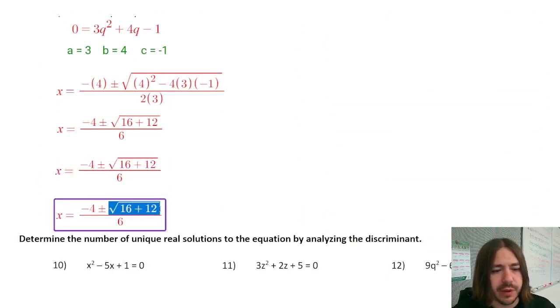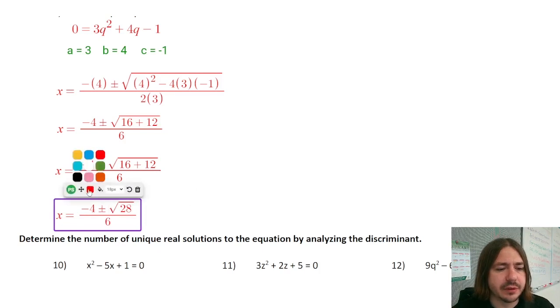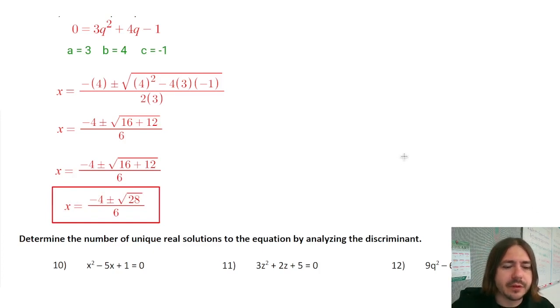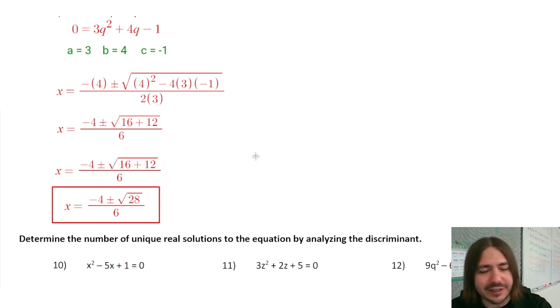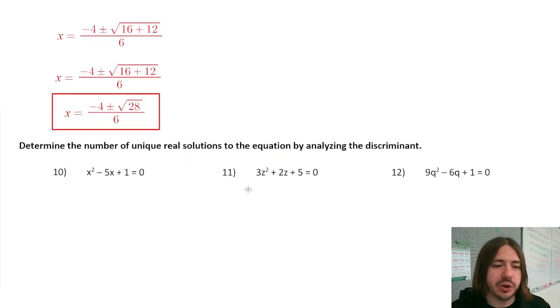Okay, so finish this one off. We got 4 plus or minus root, looks like 28, over 6. And there you go, there's your solution set. You can split it up like we did some of the previous problems. I'm going to go ahead and leave it like this. All right, so that's 9 quadratic formula problems. Hopefully after doing 9, I know it got a little tedious there towards the end, but I think it's worth the practice so that it just is automatic for you and you know exactly what to do.